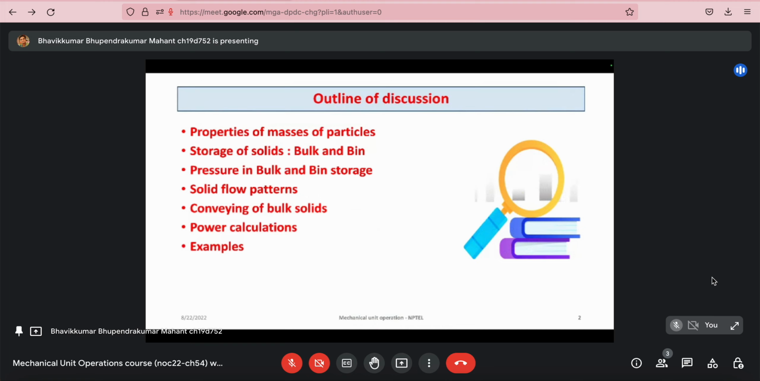We start with what the basic properties of masses of particles are. How can we store the solids, as a bulk medium or in a bin medium? What is the pressure in these different mediums of storage? What are the different patterns when we flow the solid from one equipment to another or from one part to another part? Then conveying, obviously, then power calculation, what the equations are, and then some examples.